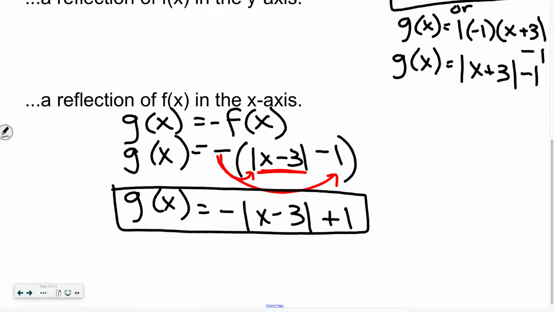Okay, questions on reflections? Okay. Let's see, we want to do vertical stretches and shrinks.